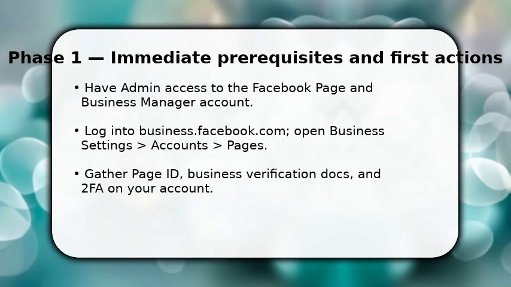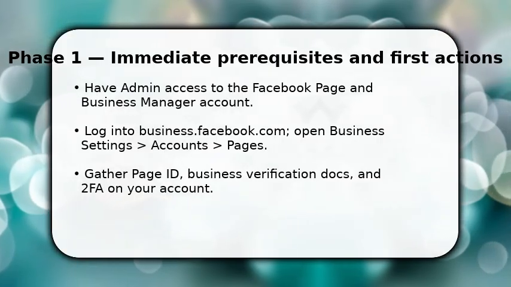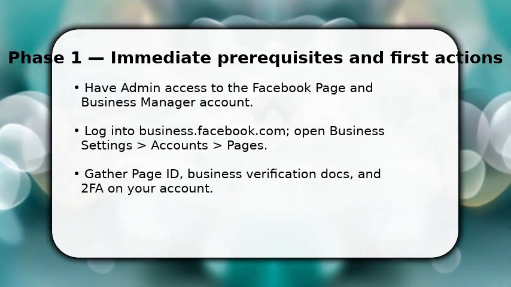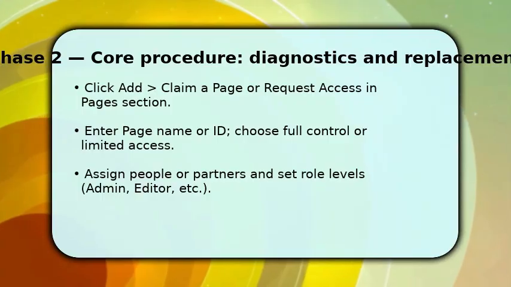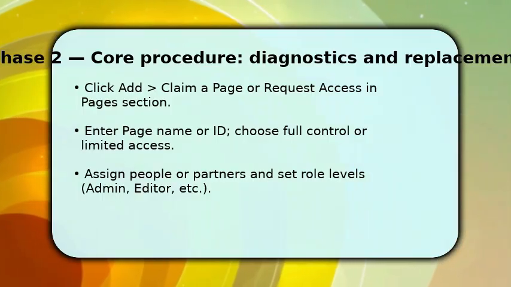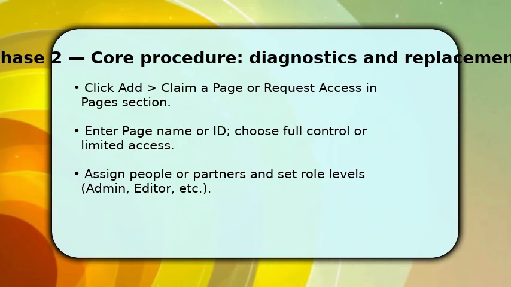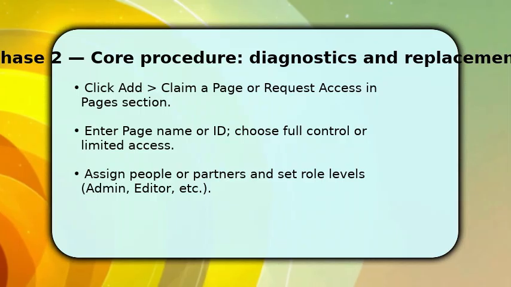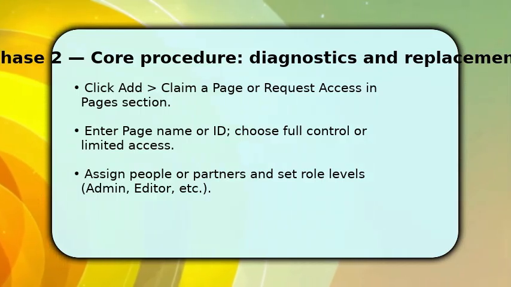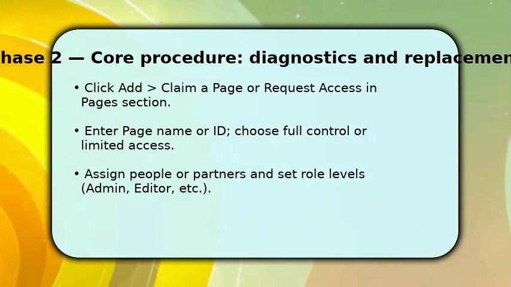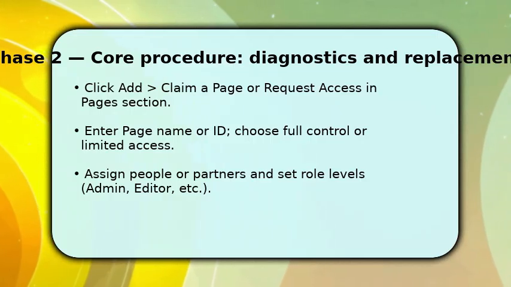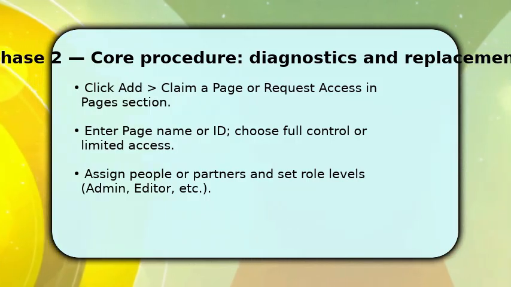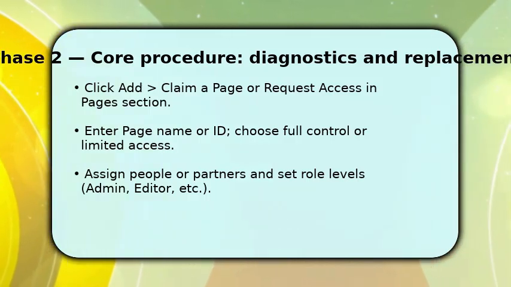These steps remove common blockers, so begin now, don't stall on optional setup, and proceed to claim the page from business settings. Once you're in Pages, click Add and select Claim a Page or Request Access, depending on whether the page is already linked elsewhere. Enter the page name or page ID, then choose Full Control if you own it, otherwise request access with clear role limits. Next, assign team members or partner businesses and set admin versus editor roles carefully because permissions control billing and ad access. Make sure to save changes, if prompted.